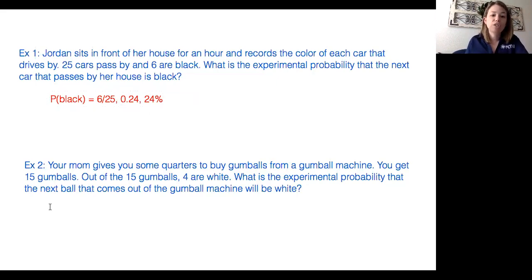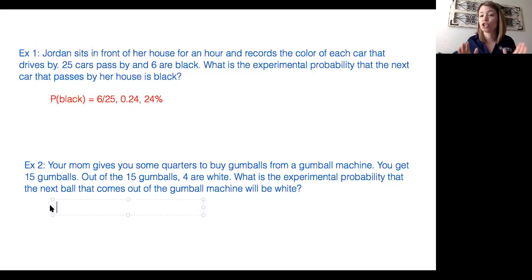Your mom gives you some quarters to buy gumballs from a gumball machine. You get 15 gumballs. Out of the 15 gumballs, 4 are white. What is the experimental probability that the next ball that comes out of the gumball machine will be white?